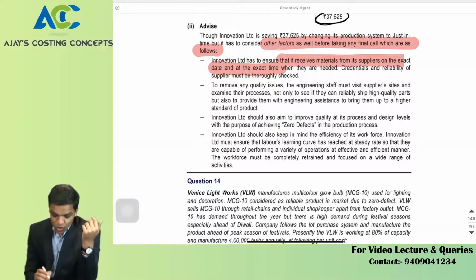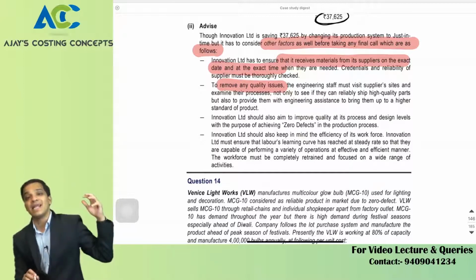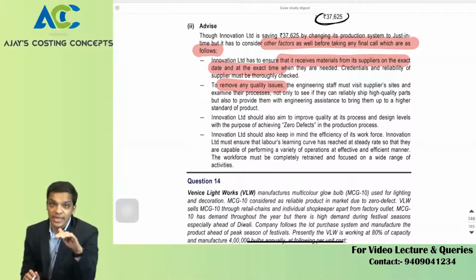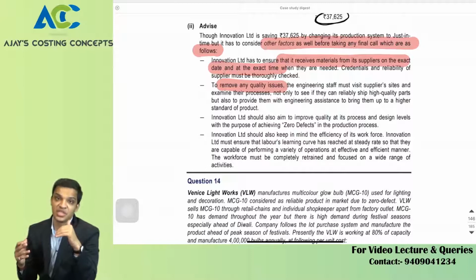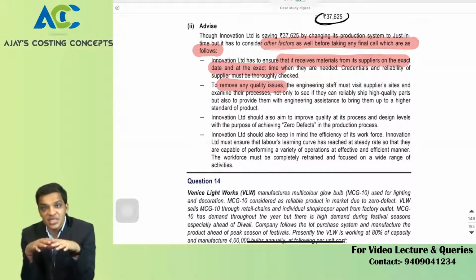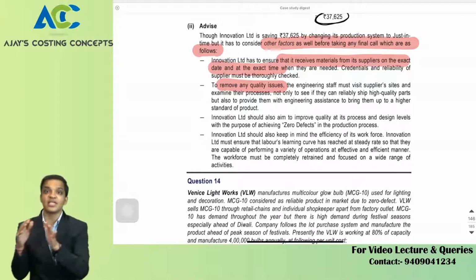Point number two, to remove any quality issues, the engineering staff must visit suppliers and examine their process, because when you directly provide material to your floor space, what goes wrong is that the quality may not be checked, right? Normally what happens is that the raw material is received, it goes for a quality check, then it is transferred to the production line.